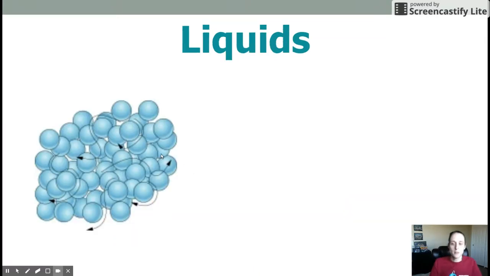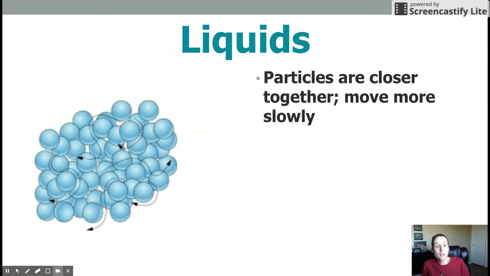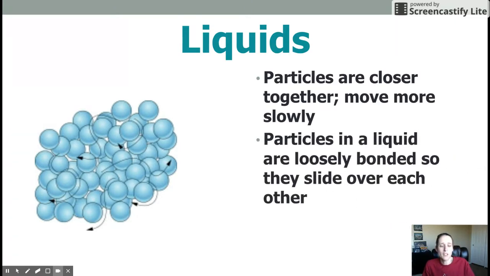Now, liquids, if you look at this picture of liquids like we have right here, you can see these fancy little arrows. And they're trying to show that the liquid molecules kind of move around each other. It's what gives it the flow. Okay, now gas can also flow. You can pour a denser gas into a less dense glass and it will flow down. But liquid you think of, you can pour. The particles are much closer together and they move more slowly, but they're definitely still moving. They're loosely bonded. That's why they get that sliding over kind of motion.